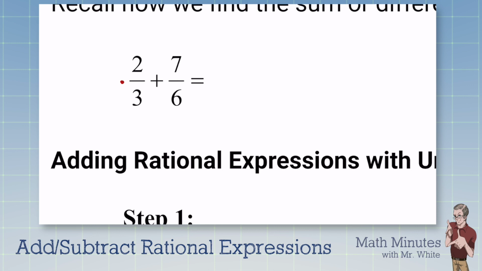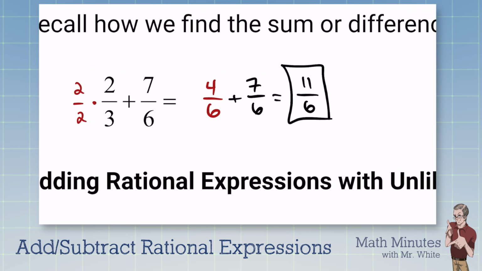So what I'm going to do is multiply the left fraction by the number 1, 2 divided by 2, and that will change it to be sixths. It's kind of like getting the pizza cutter out and you're slicing it up differently so that all the pieces are the same size. We now have 11 over 6. 11 over 6 would be the answer there.